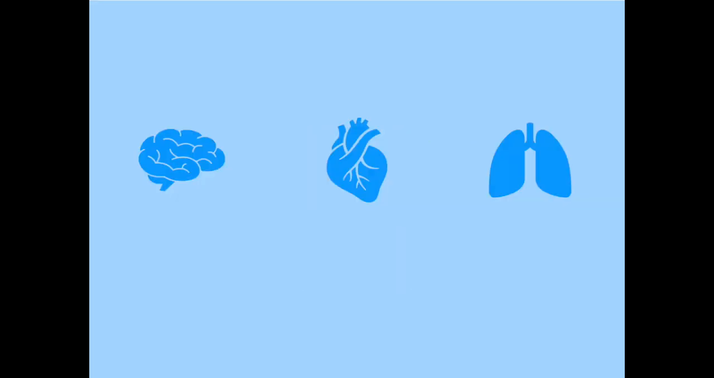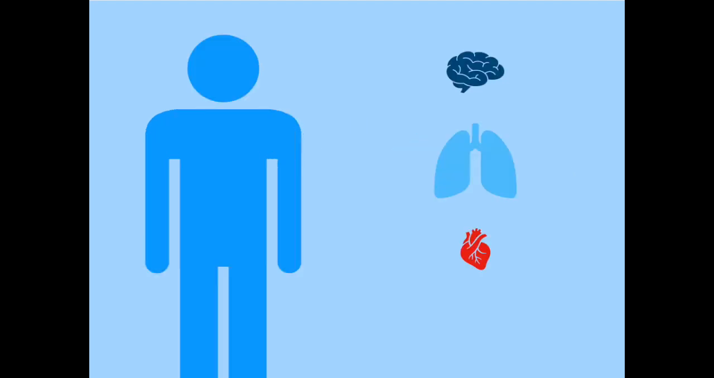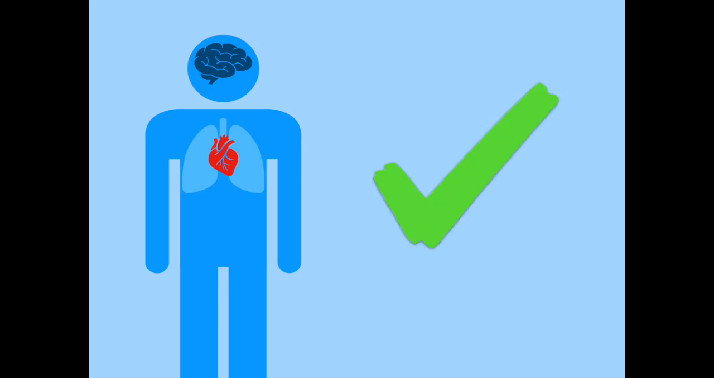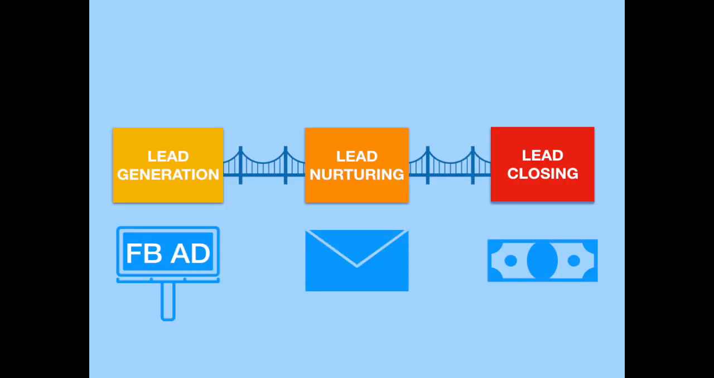And this is very much how the human body works. You have the brain, the heart, and the lungs, all working separately, but in unison to keep you alive. Without one system, you cannot be compatible with life. And this makes sense when it comes to the body, but people fail to see this in business.